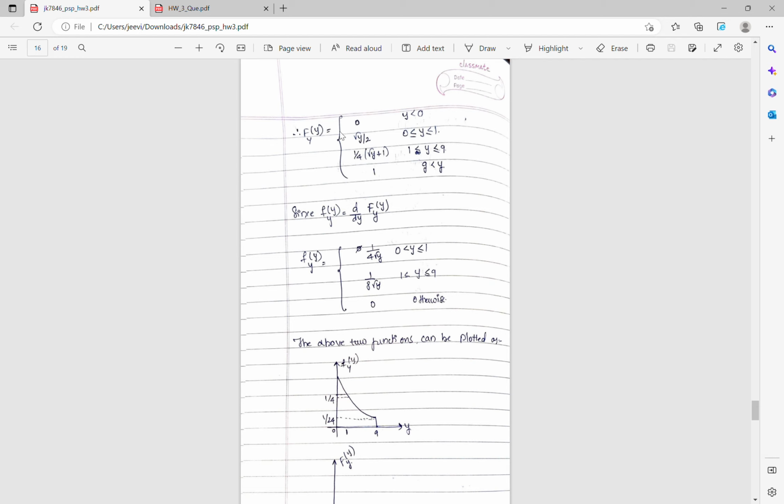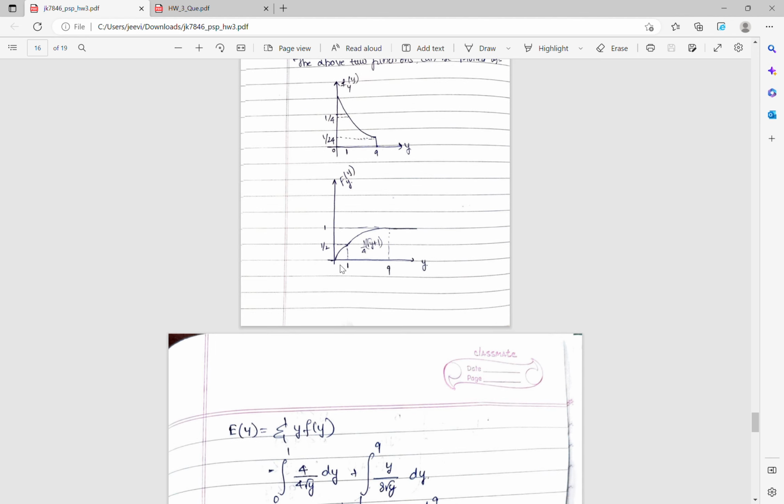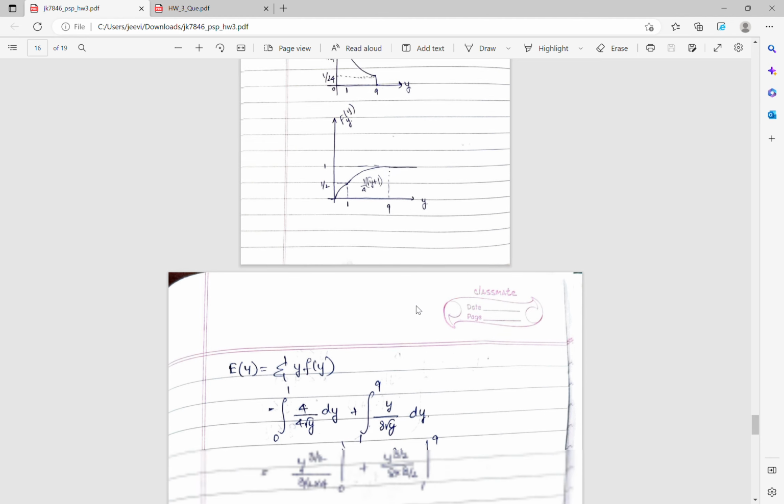Now, the above two equations, that is the probability density function and the cumulative function, can be plotted as here, as you can see. So the value will slightly decrease, and here it will stop. So at y equal to 1 it will become straight, and here it is slowly increasing, and at 9 it will become straight.